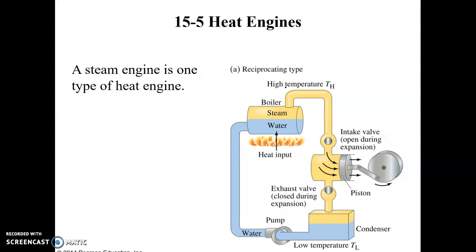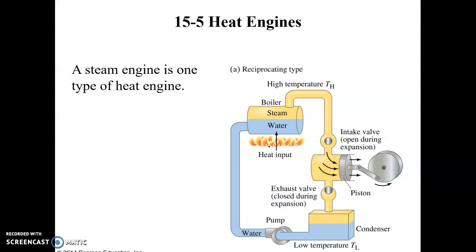All right, we're in section 15.5 of our physics textbook. Chapter 15 is all about thermodynamics, and in this section we're specifically talking about heat engines. So here's a diagram of a heat engine where we have a steam engine.